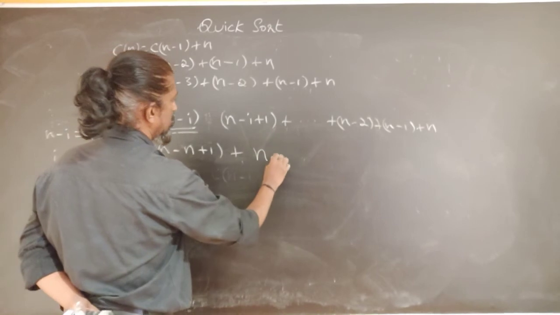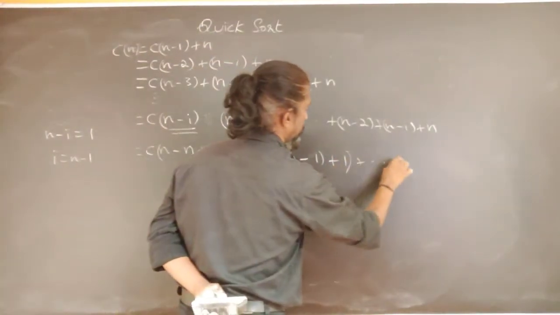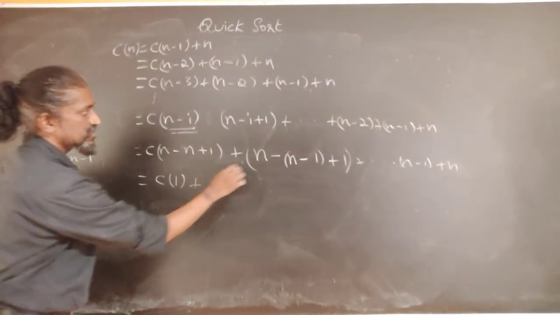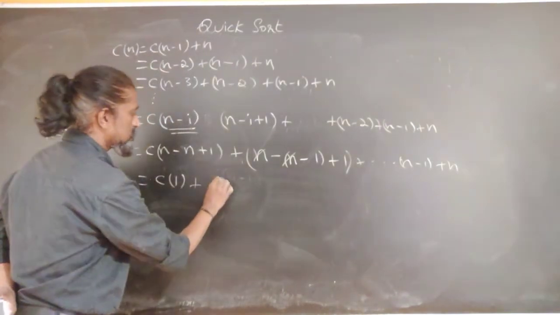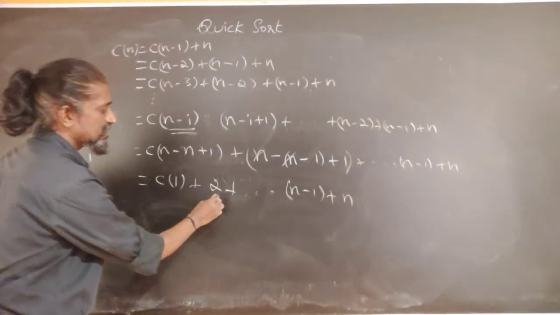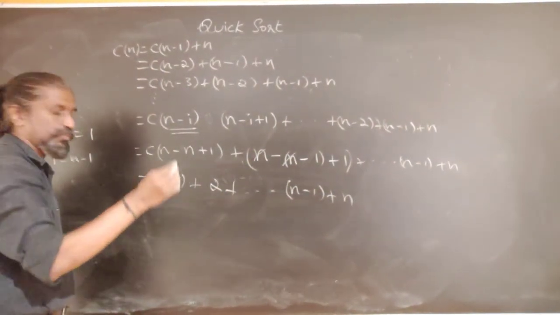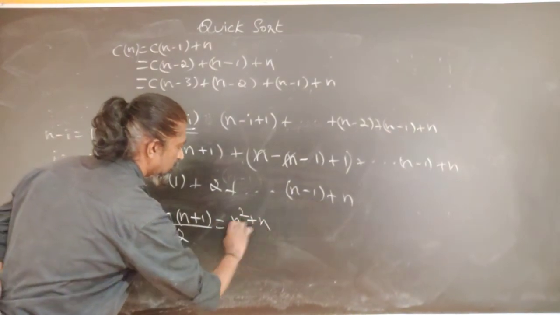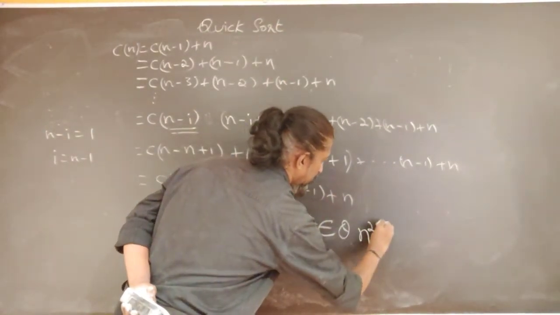plus n minus 1 plus 1, n minus 1 plus n. Okay, so this will become C of 1 plus n minus n. This will become 1 plus 1, 2 plus up to n minus 1 plus n. So you can see the series: it is 2 plus 3 plus 4 plus up to n minus 1 plus n. We have a formula for 1 plus 2 plus up to n: n into n plus 1 by 2, which is n squared plus n by 2. So approximately n squared, therefore it belongs to theta of n squared.